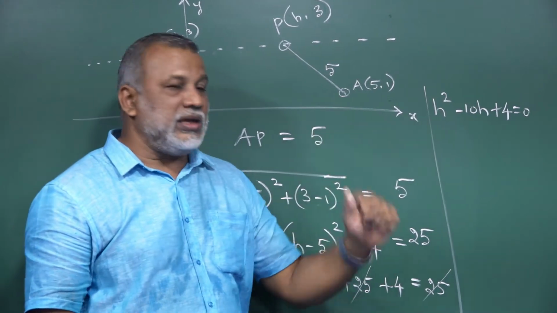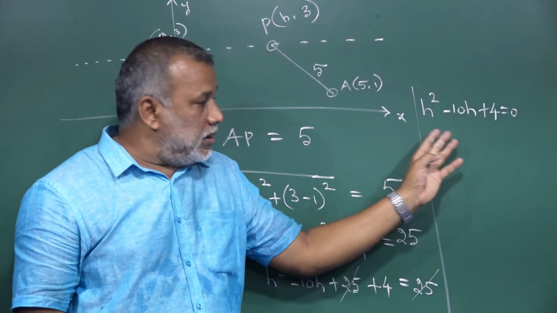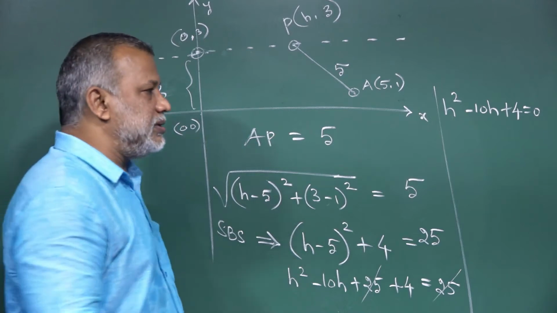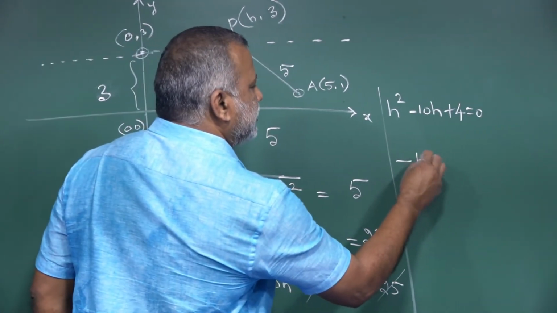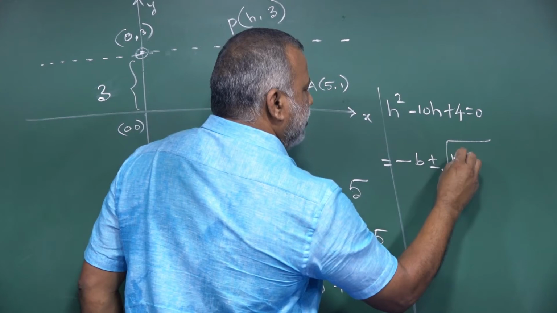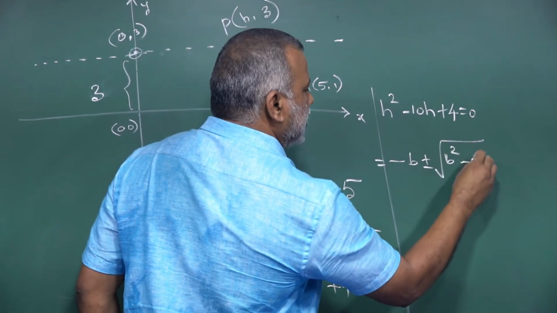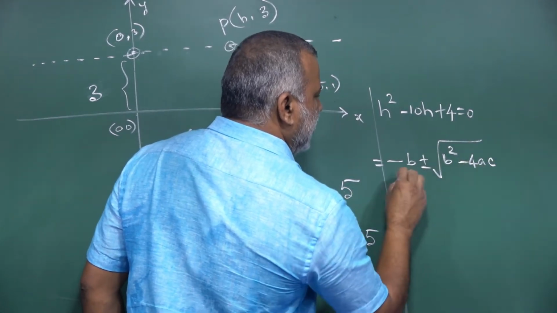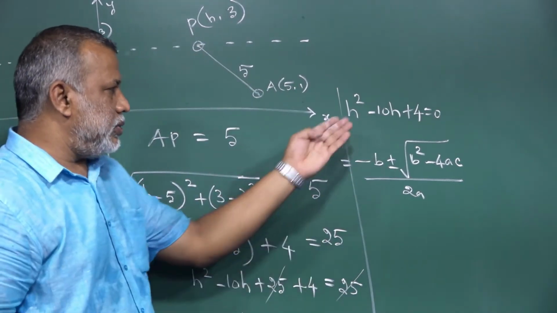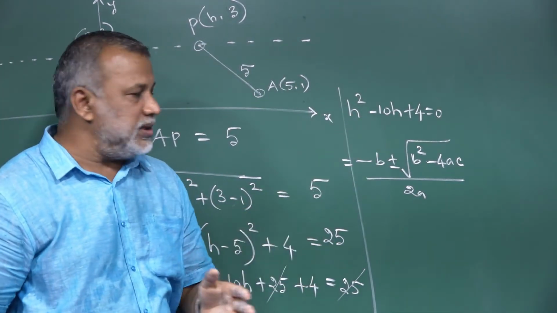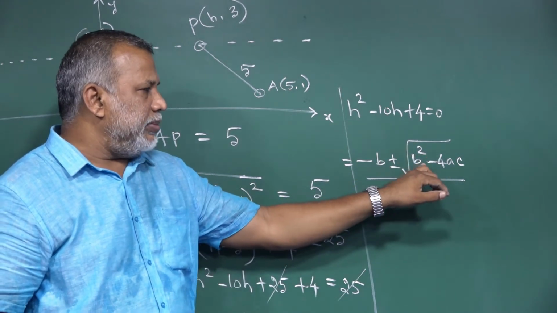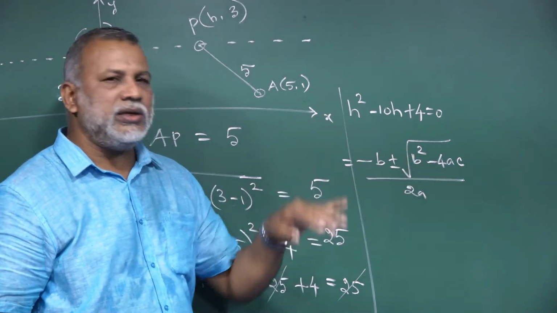Now it is a quadratic equation. This is not able to be factorized. Then we have the formula method. What is the formula? Minus b plus or minus square root of b squared minus 4ac, divided by 2a. We already used it in your 10th syllabus. So this is not able to be factorized. Then using the formula, minus b plus or minus square root of b squared minus 4ac, divided by 2a.